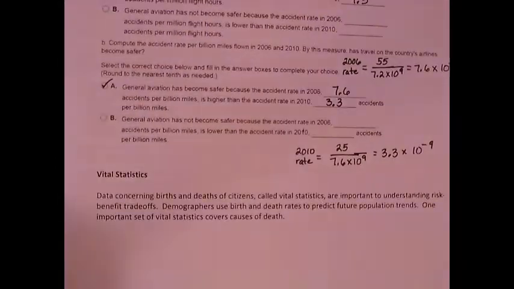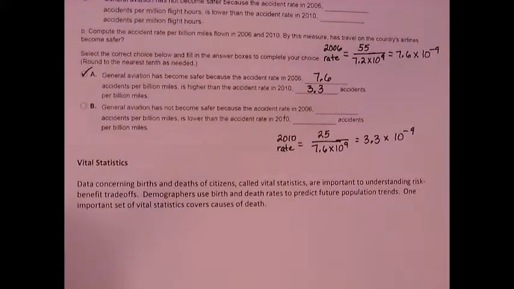Alright, next we're going to talk about vital statistics. Data concerning births and deaths of citizens called vital statistics are important to understand risk-benefit trade-offs. Demographers use birth and death rates to predict future population trends. One important set of vital statistics covers causes of death.